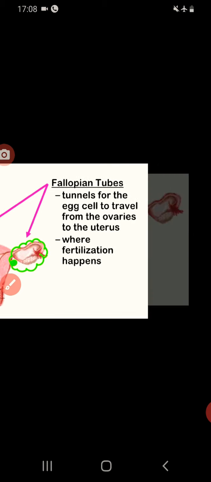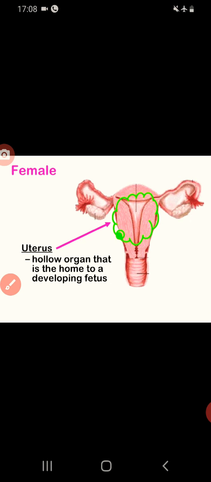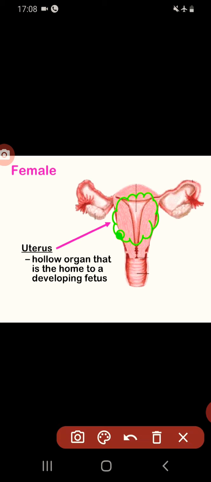Now next part is the uterus. Uterus is also known as the womb. It is a hollow organ that is the home for the developing fetus. Meaning, when the fetus develops, what is the site of development of the fetus? It develops in the uterus. It is large, inverted, and pear shaped.